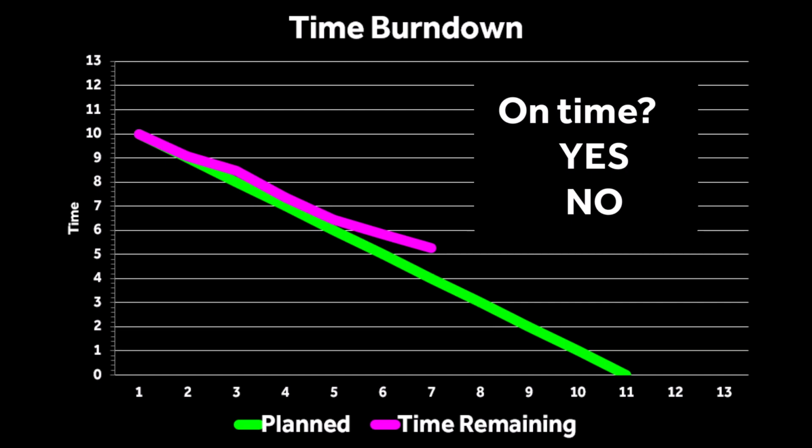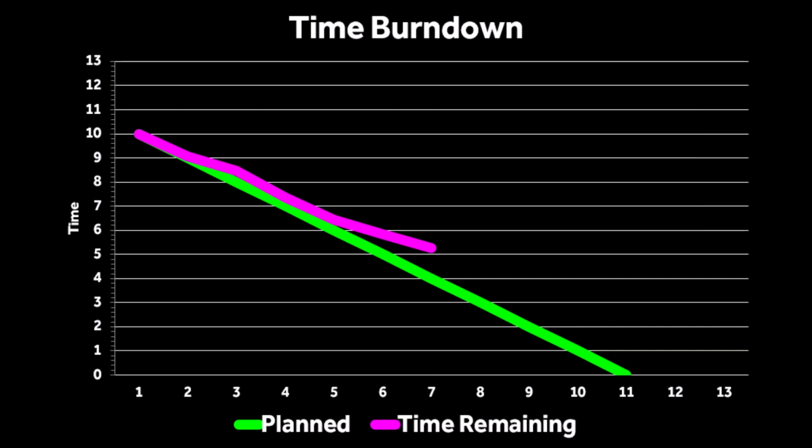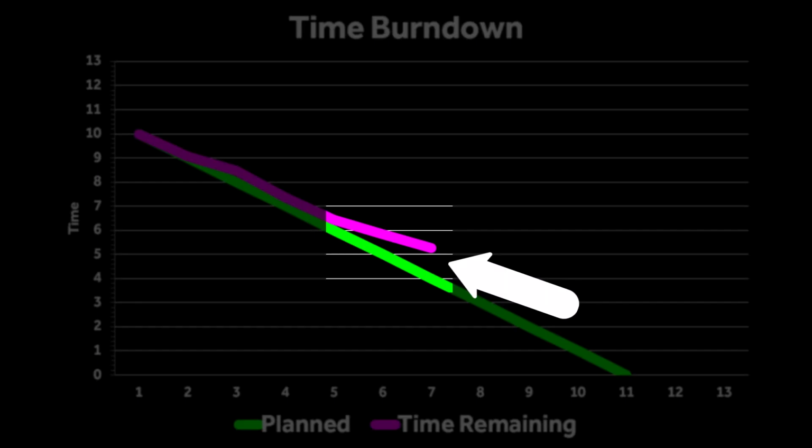On time? Yes or no? Here, it's no. The visual is good for communication with stakeholders. It gives them an accurate impression of how things are going. But it's weak for decision making. For example, how big a gap calls for action.